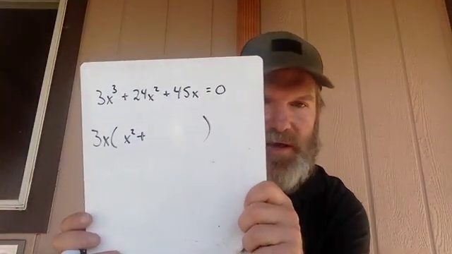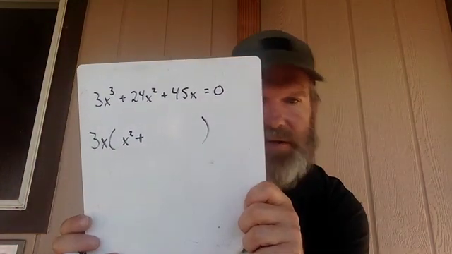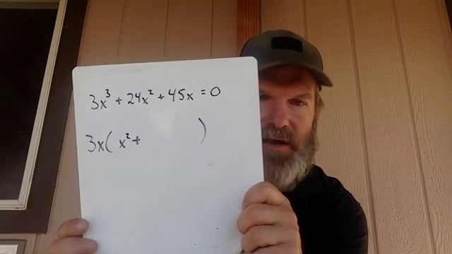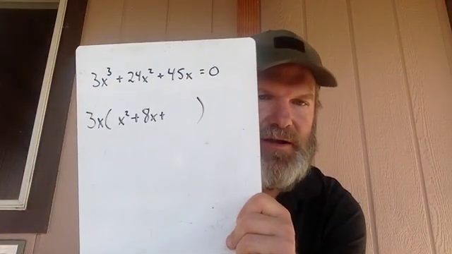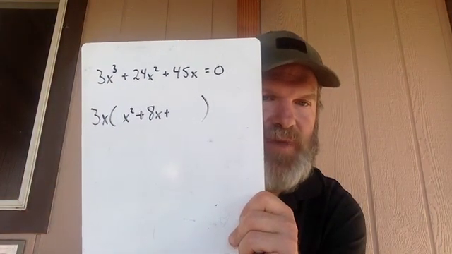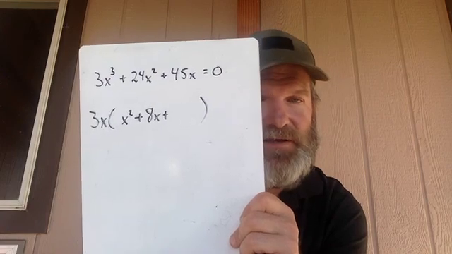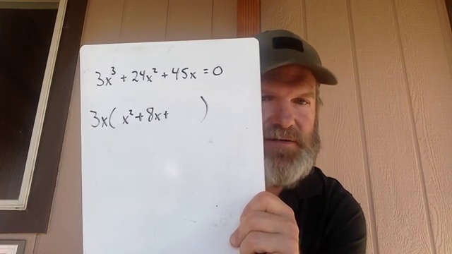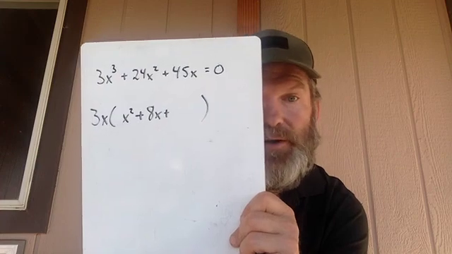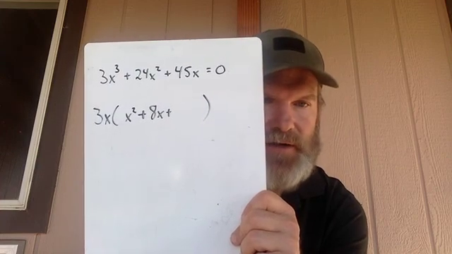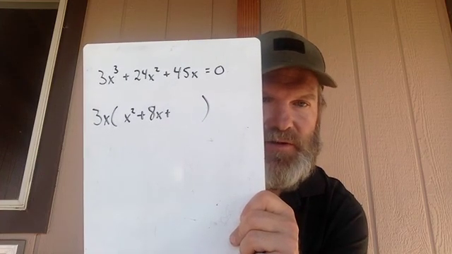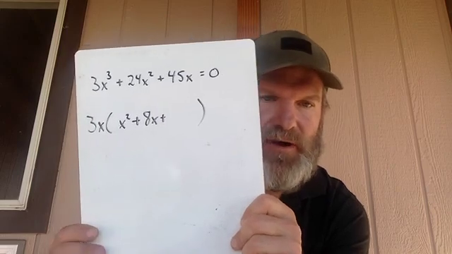Well, 3 times 8 is 24, and x times x is x squared, so it's 8x. And then finally, what would you multiply 3x by to get it to equal 45x? Well, 3 times 15 is 45, and x times 1, you don't even need to add another x in there. X is just going to be x, so you just multiply it by 15, plus 15.